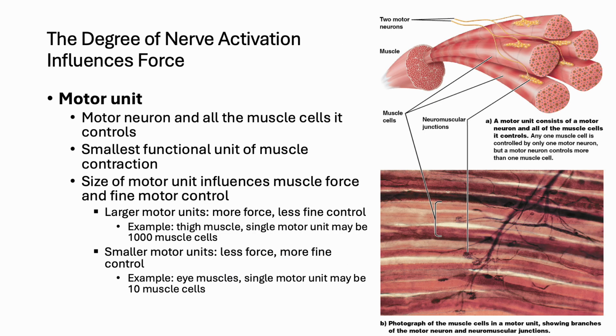The strength of the muscle contraction is not just about the muscle itself, but also about the nerve activation. The functional unit here is the motor unit: a motor neuron and all of the muscle cells it controls. Large motor units, like those in the thigh, generate more force but sacrifice precision. Small motor units, like those in the eyes, provide fine motor control but are less powerful. This nervous system control ensures that we can shift seamlessly from delicate tasks like writing to powerful actions like jumping using the same basic muscle system.